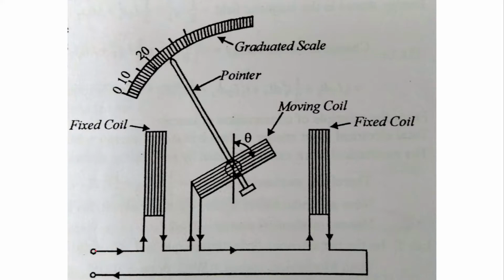And here the construction will be connected to supply. In this type of construction, the moving coil and the fixed coils are connected in series. So this is basically a very basic type of construction. Here you can also see that the scale is not uniform: from 0 to 10 it is so cramped, but 10 to 20 is much wider. So this follows a square law, and we will be deriving it through the torque equation.